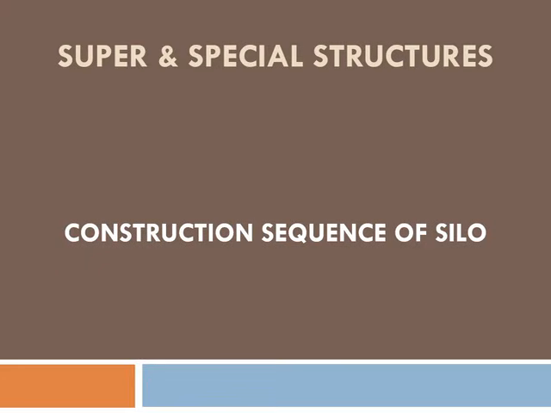Good day everyone. In this lecture we are going to learn about the construction sequence of a silo. A silo is an important structure used for storing bulk materials such as cement, grain, coal, fly ash, sand and limestone. Since silos are usually tall structures, their construction requires proper planning and a systematic sequence of activities.